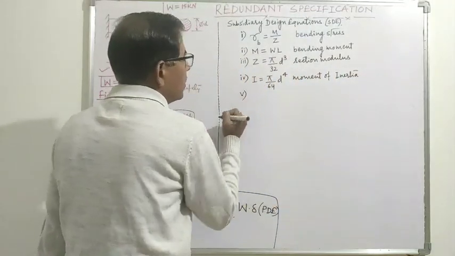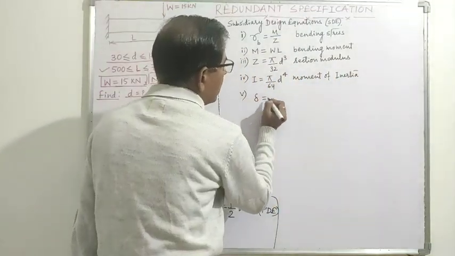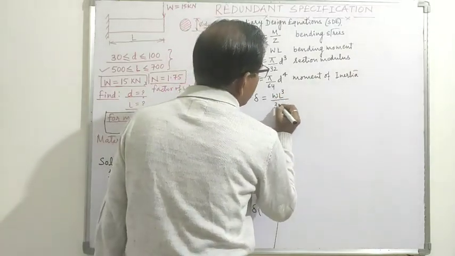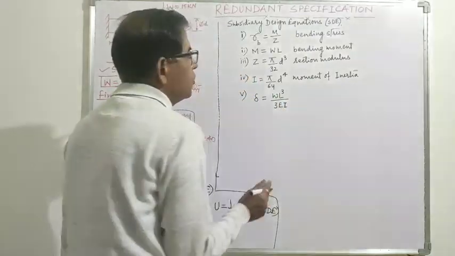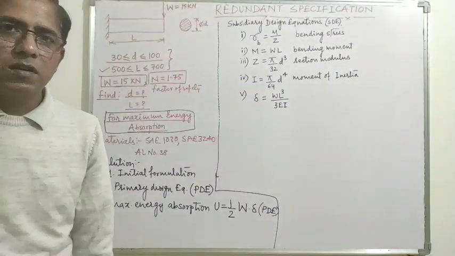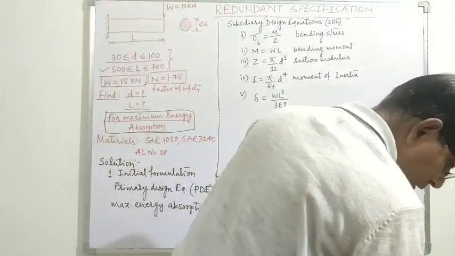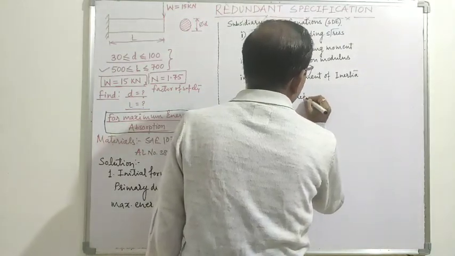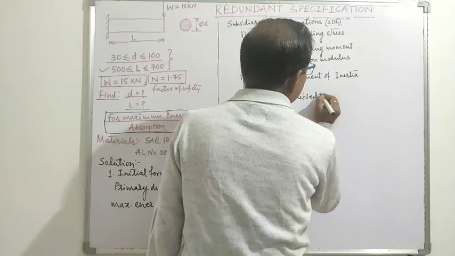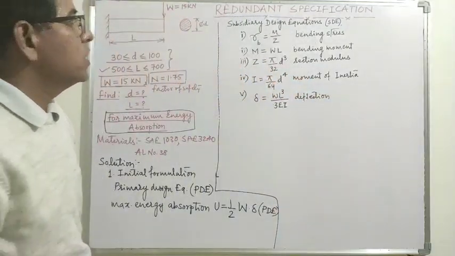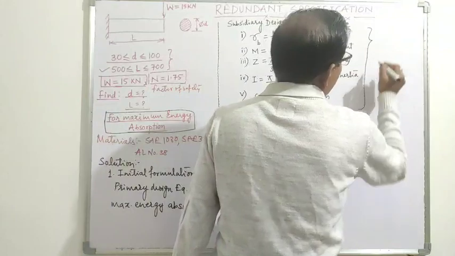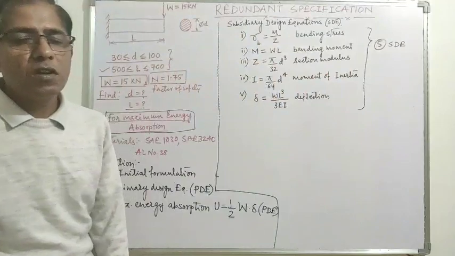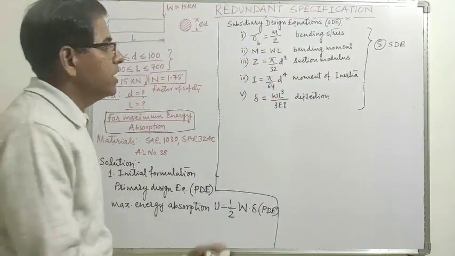And the fifth one is the deflection, delta. Delta is given by W L cube upon 3 E I. You can check this formula from the design data book. It is W L cube upon 3 E I, and this is nothing but the deflection. So these are the 5 SDEs. Total 5 SDEs. And then the limiting equations.